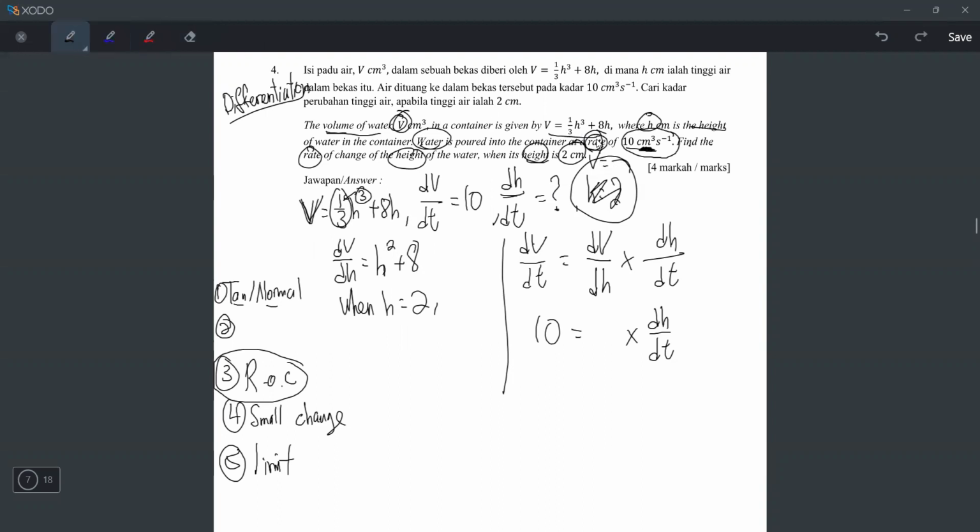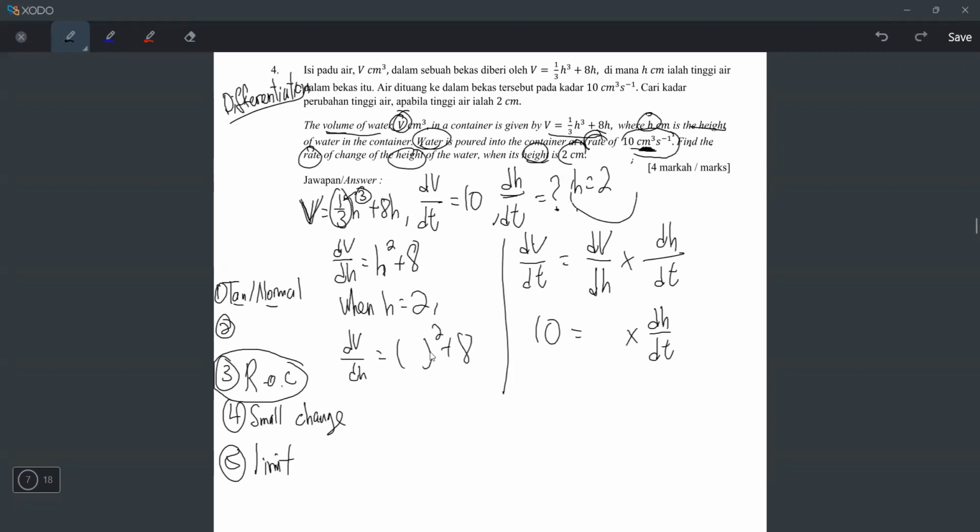Let's say they give you V is 20. Then you put the 20 inside here and find H first, and then continue from here to substitute. Okay, but for this question you don't have to worry. This one they have already given.